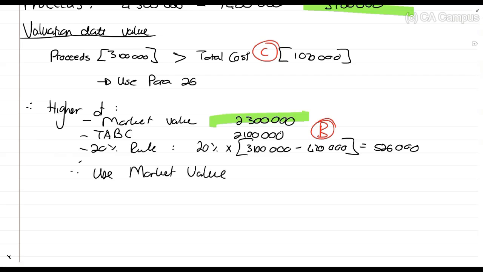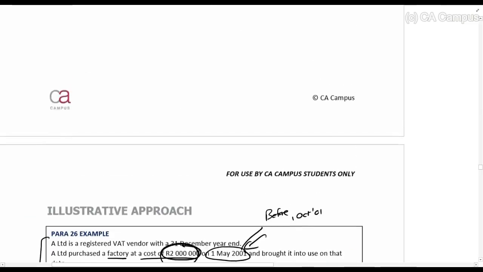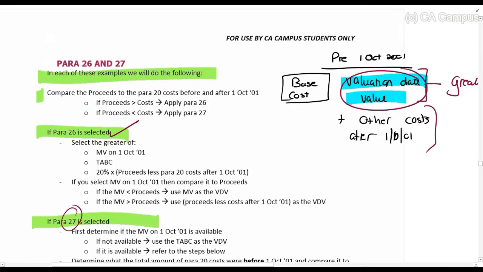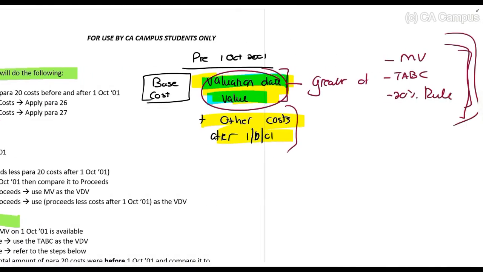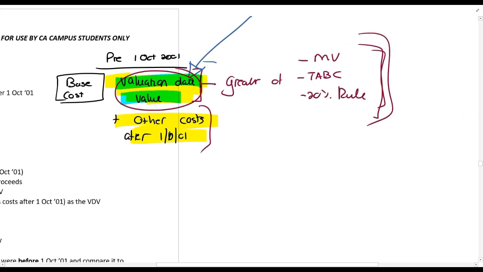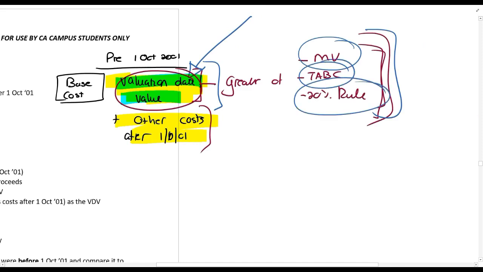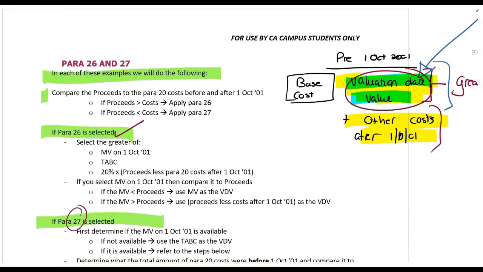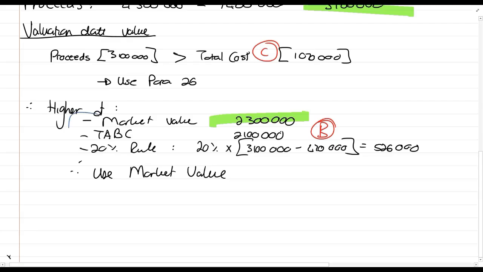Now guys, what if we calculated up to this point? I want you to remember the base cost is calculated as valuation date value plus other costs. All that we've calculated up to this point is this valuation date value. We have not yet calculated the full base cost. And can you see, I said to you the valuation date value is the greater of market value, time apportionment base cost, or the 20% rule. And that is exactly what you are seeing here. That is why this one works out very often.